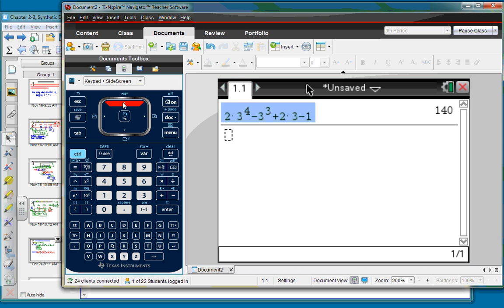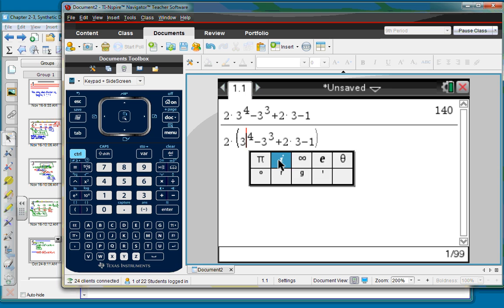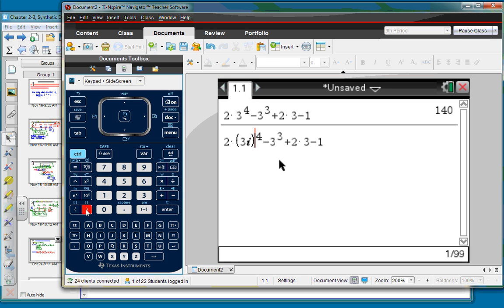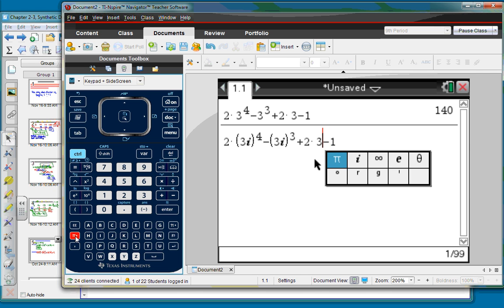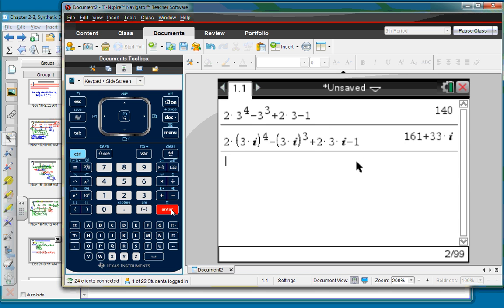Look, I'm going to go up here. I'm going to grab this. I'm going to backspace, and I'm going to put parentheses around this 3. And then I'm going to go down here and hit the pi key, and I'm going to hit the i, and close the parentheses. Now I'm going to come over here and put parentheses around that 3, put a pi here, and that's going to be i, and close that parenthesis. I'm going to come over here to the other 3, hit pi, hit the i key, and hit enter.